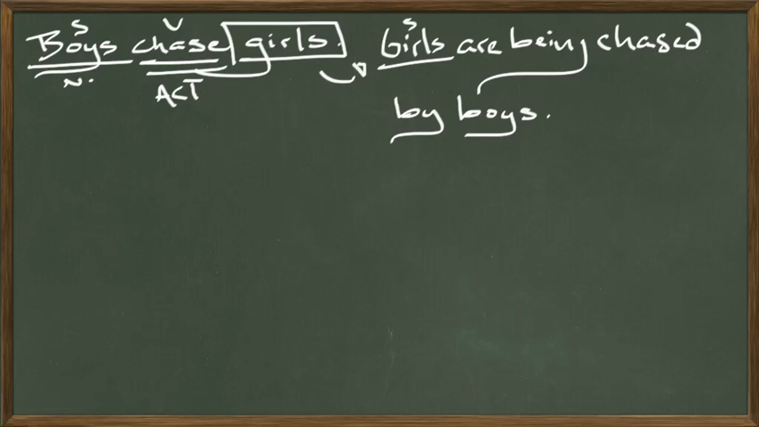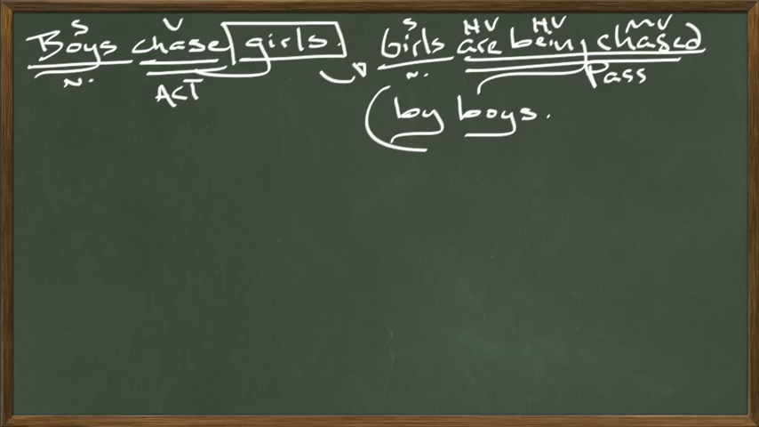Girls, subject of the sentence, nominative case. They are being chased. Chased is the main verb. Being is a helping verb. Are is a helping verb. This whole thing is passive because someone else is doing the chasing, not the girls. By, preposition. By whom? The boys. Object of the preposition, by the boys, prepositional phrase. And in Latin it would be in the ablative case.